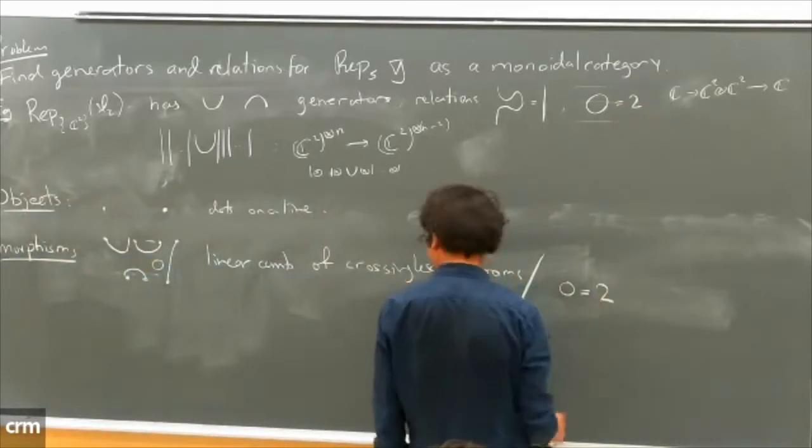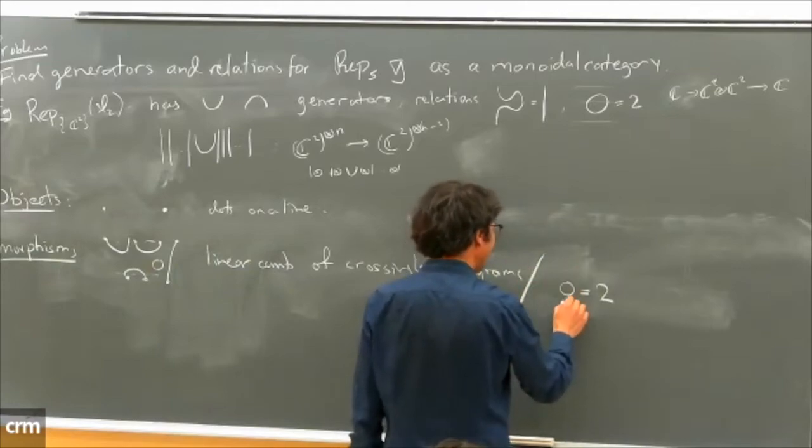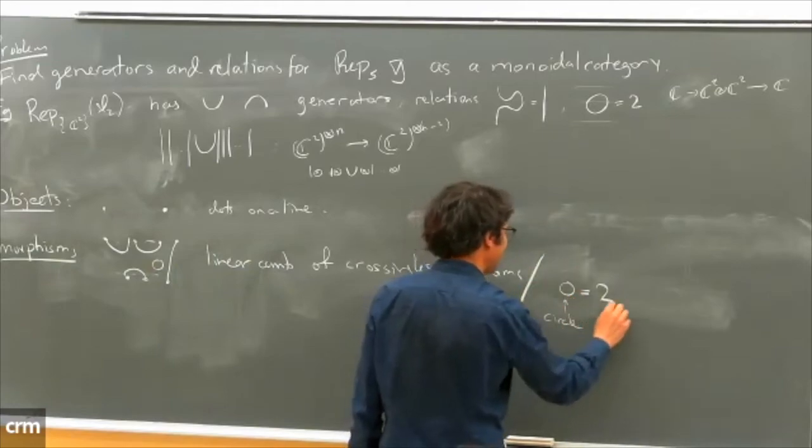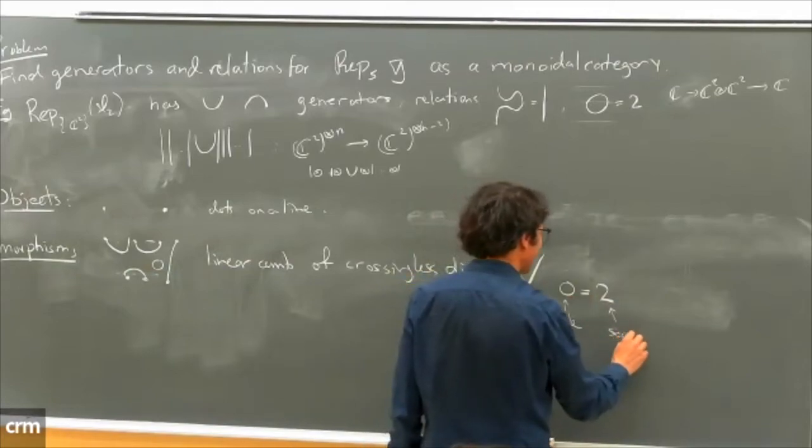So this is a little confusing. Maybe the colored chalk would have been helpful. So this is a circle, not the number 0, and this is a scalar 2 times the identity.